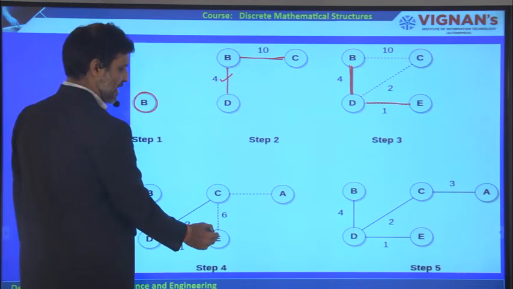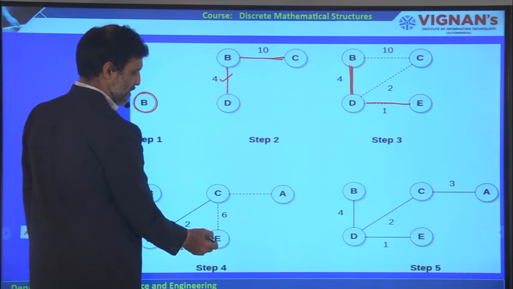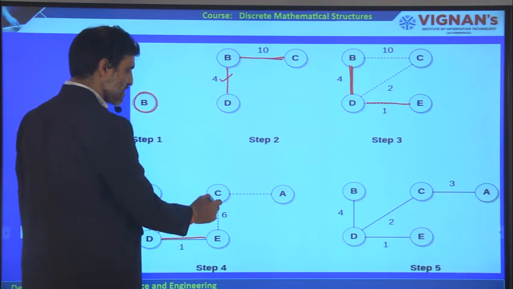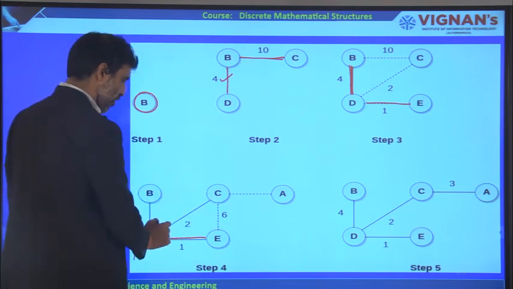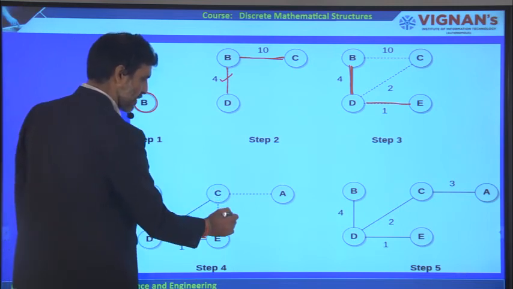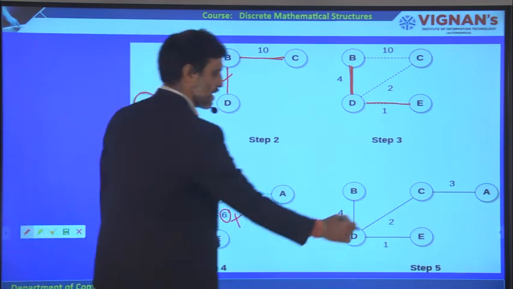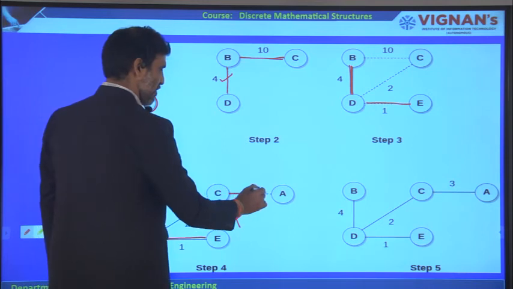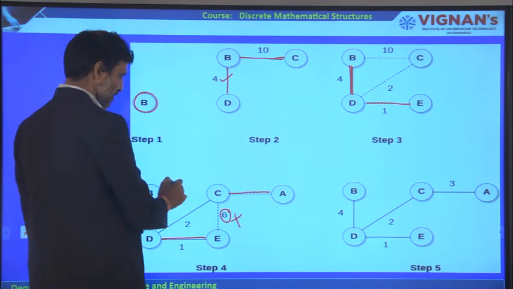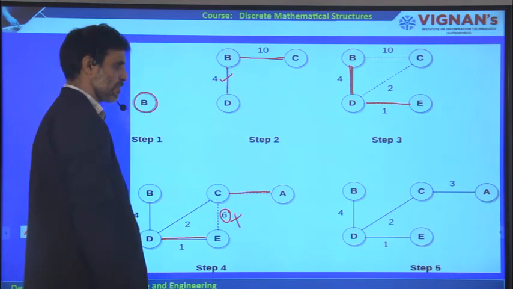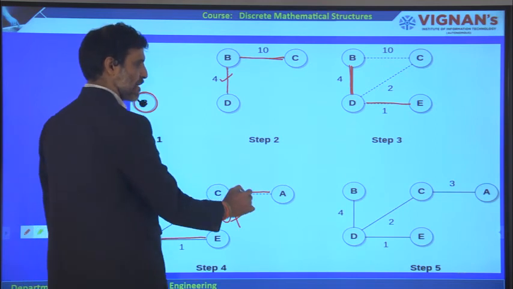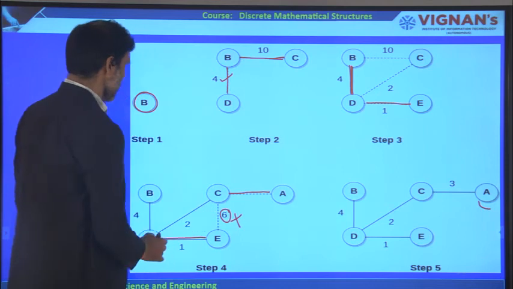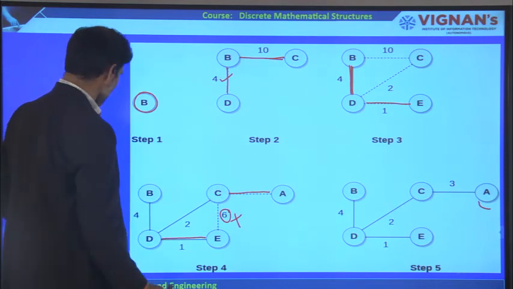Now you can take the adjacent of E. What can you get? So E to C is there. If you take E to C, what will happen? This forms a loop, therefore we cannot take this particular edge. That's why here the edge is not taken. And the next one is A. Even though here it is 10, if you go through the previous figure, it consists of the minimum edge, therefore it is taken. This is the minimum spanning tree for the given graph.